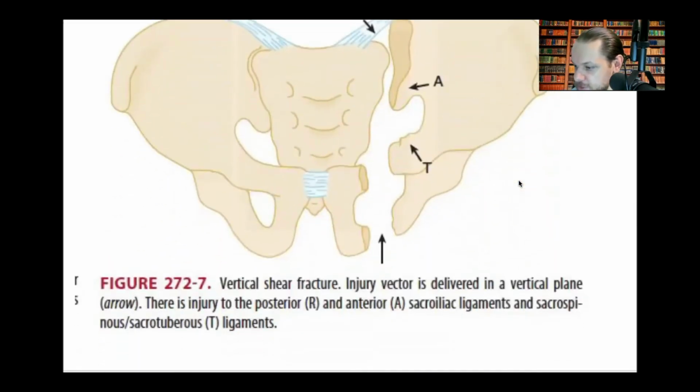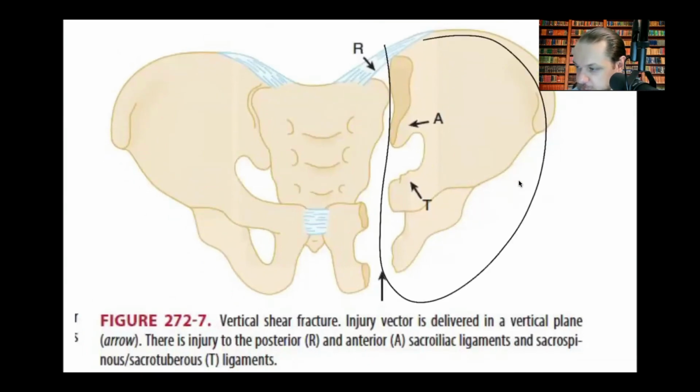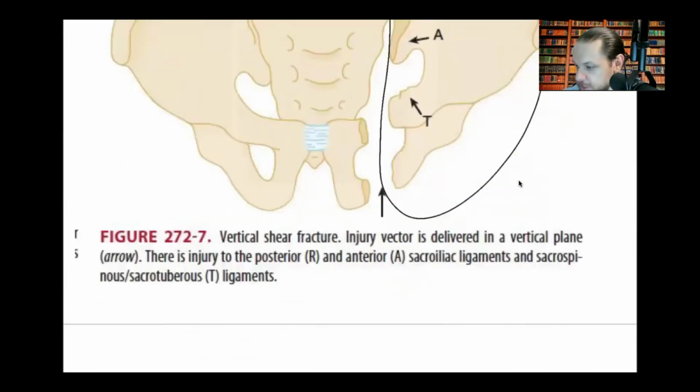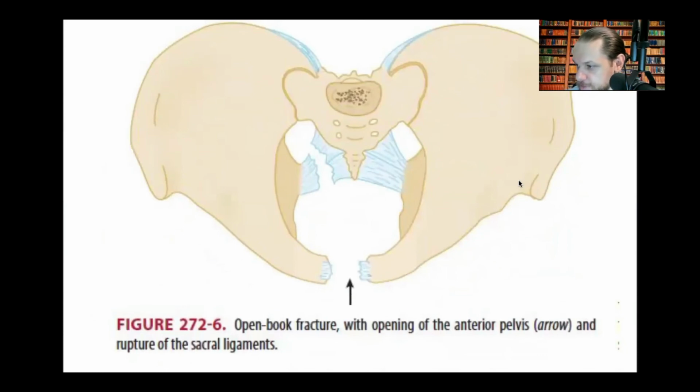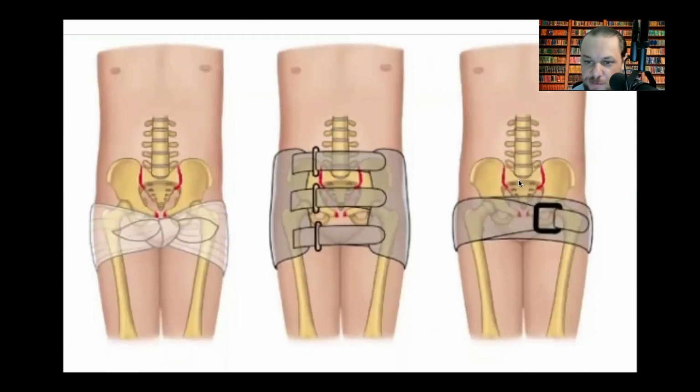You may have a vertical shear, right? So the one side of it is basically fractured, and this is the open book shear, right? It's basically opened up. If you feel the pelvis, it's basically going to be unstable, right? You're going to push down and it's going to open up. So for these injuries, there's a couple of things you could do.